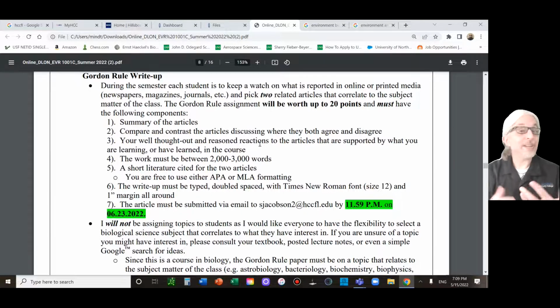Now, for specificity issues, the college wants you to have something meaty, so there's your word count. You should have a short literature cited. I don't care which one of these you pick, APA or MLA. I don't care how you format it. Pick the one you want, because remember, it doesn't really apply in the real world for science. So pick whichever one you like. I don't care. And then you must type it, double space it, Times New Roman font, and 1-inch margins.